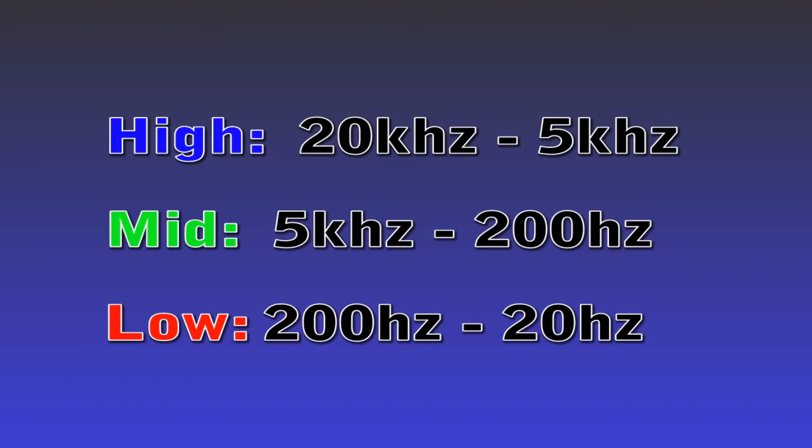In our next diagram, we can see more properties of a frequency wave. First, we have a high frequency wave. Next, we have a mid frequency wave. And lastly, we have a low frequency wave.